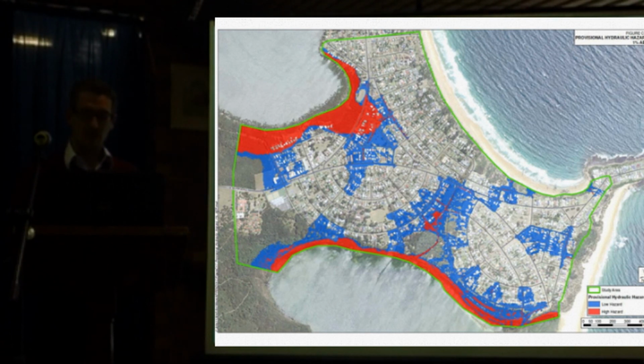The red is high hazard, the blue is low hazard. Not too much to be concerned about there. Mostly the red hazard areas are confined to the waterways themselves.